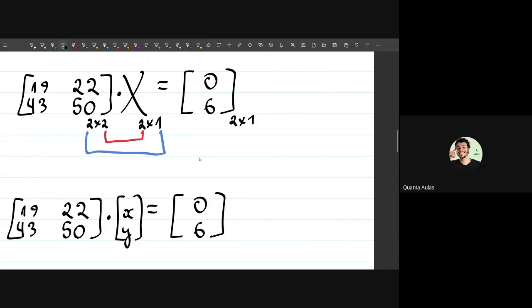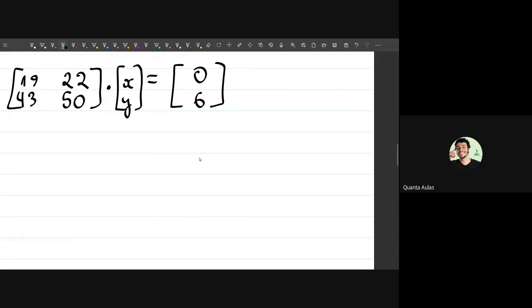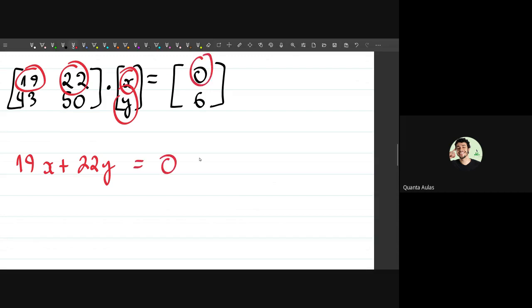What we need to do? We need to transform this matrix equation in a functional equation, in an algebraic equation. To understand better, we need to do some multiplications to transform this in an algebraic equation, right? So let's go. We need to multiply this for this and this for this. So let's go. 19x plus 22y equals 0, because it's the first term of our answer.